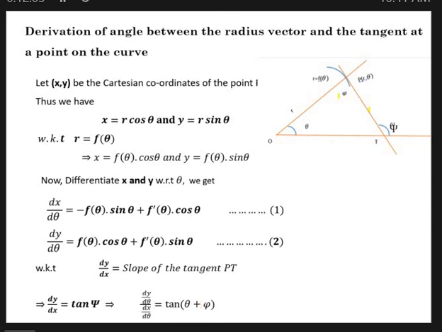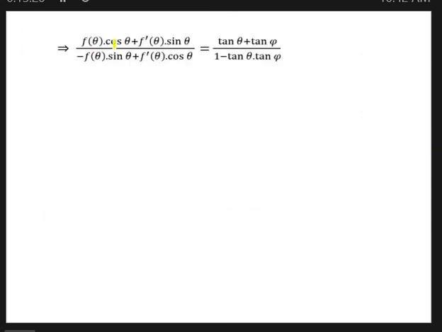Now this implies f of theta into cos theta plus f dash of theta into sin theta by minus f of theta into sin theta plus f dash of theta into cos theta, and RHS is tan of theta plus phi. So by making use of the formula for tan A plus B, we get it as tan theta plus tan phi by 1 minus tan theta into tan phi.